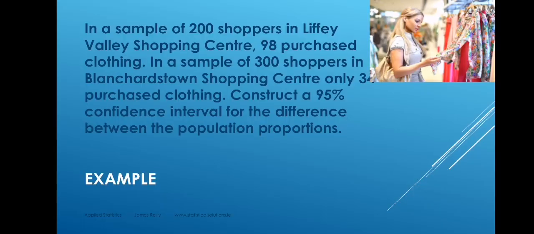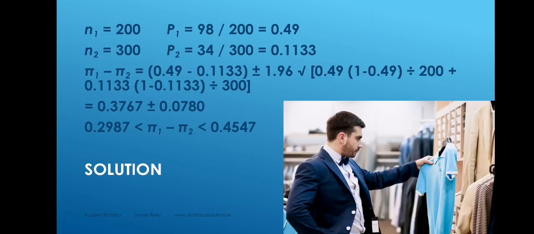So, the example we will look at is we've got Liffey Valley shoppers in that shopping outlet, and we've got Blanchardstown Shopping Centre shoppers. We're interested to know if the proportion of shoppers who purchase clothing is different in those 2 shopping centres, and how different is it? So we want to construct a 95% confidence interval for the difference between the population proportions. So there we have our 2 samples, and each sample gives us a point estimate.